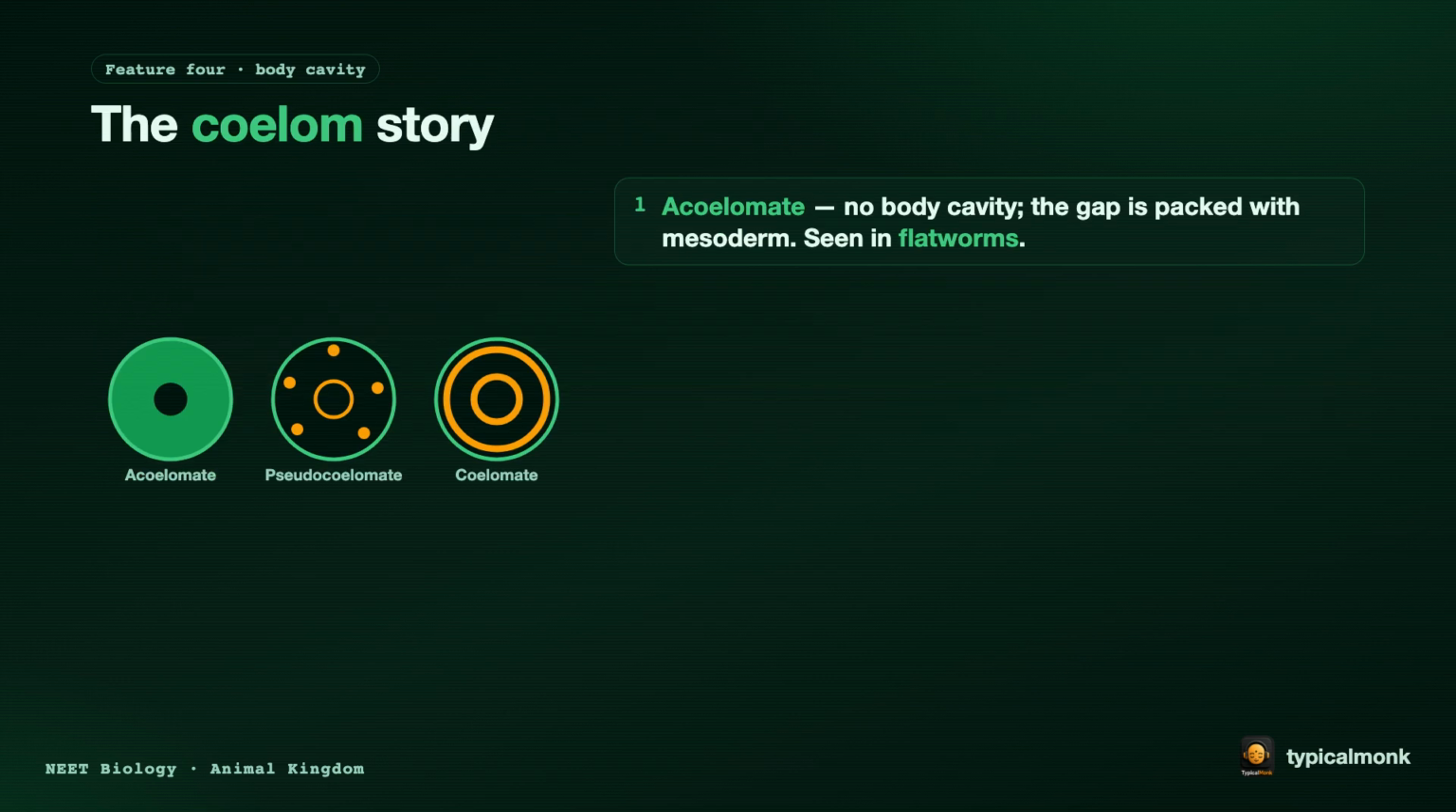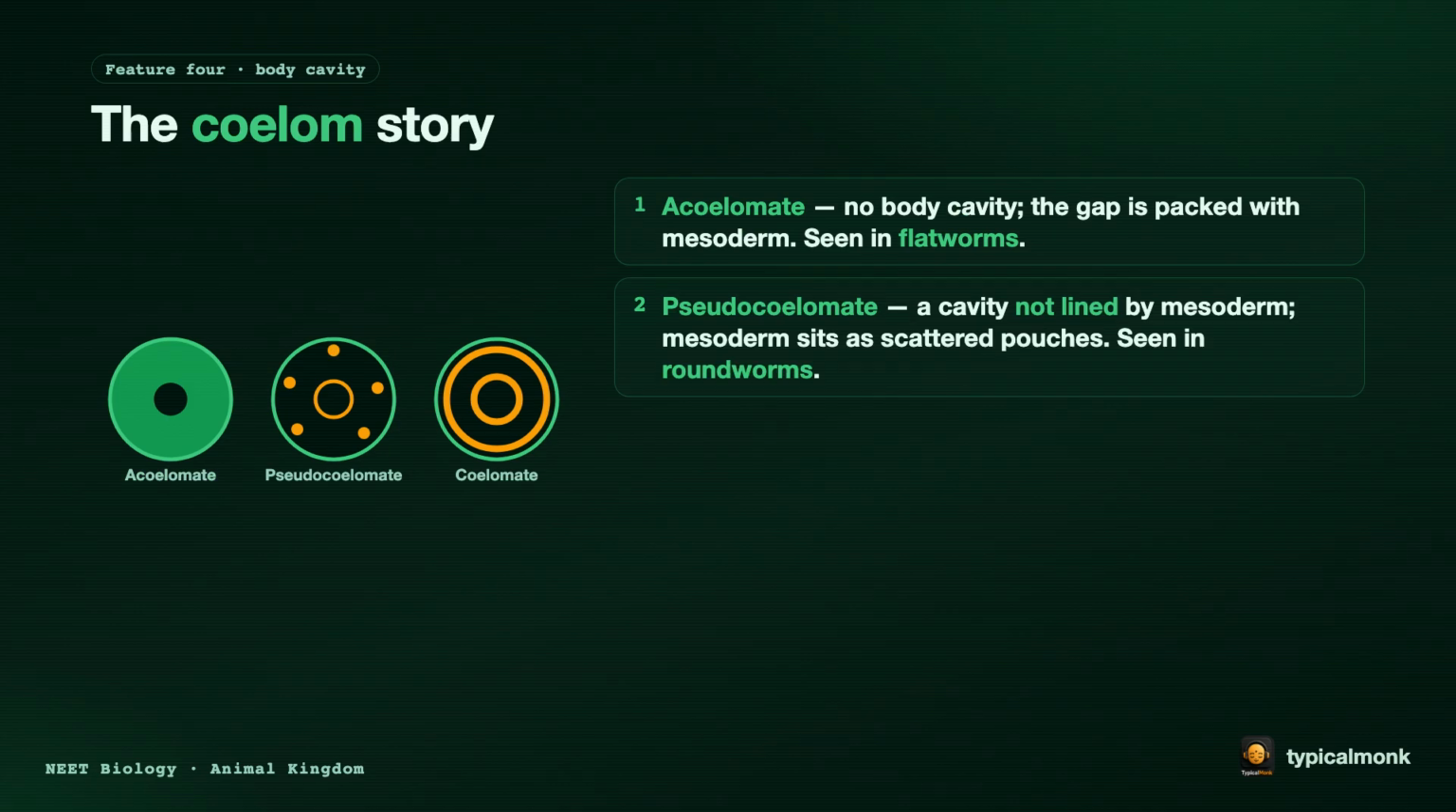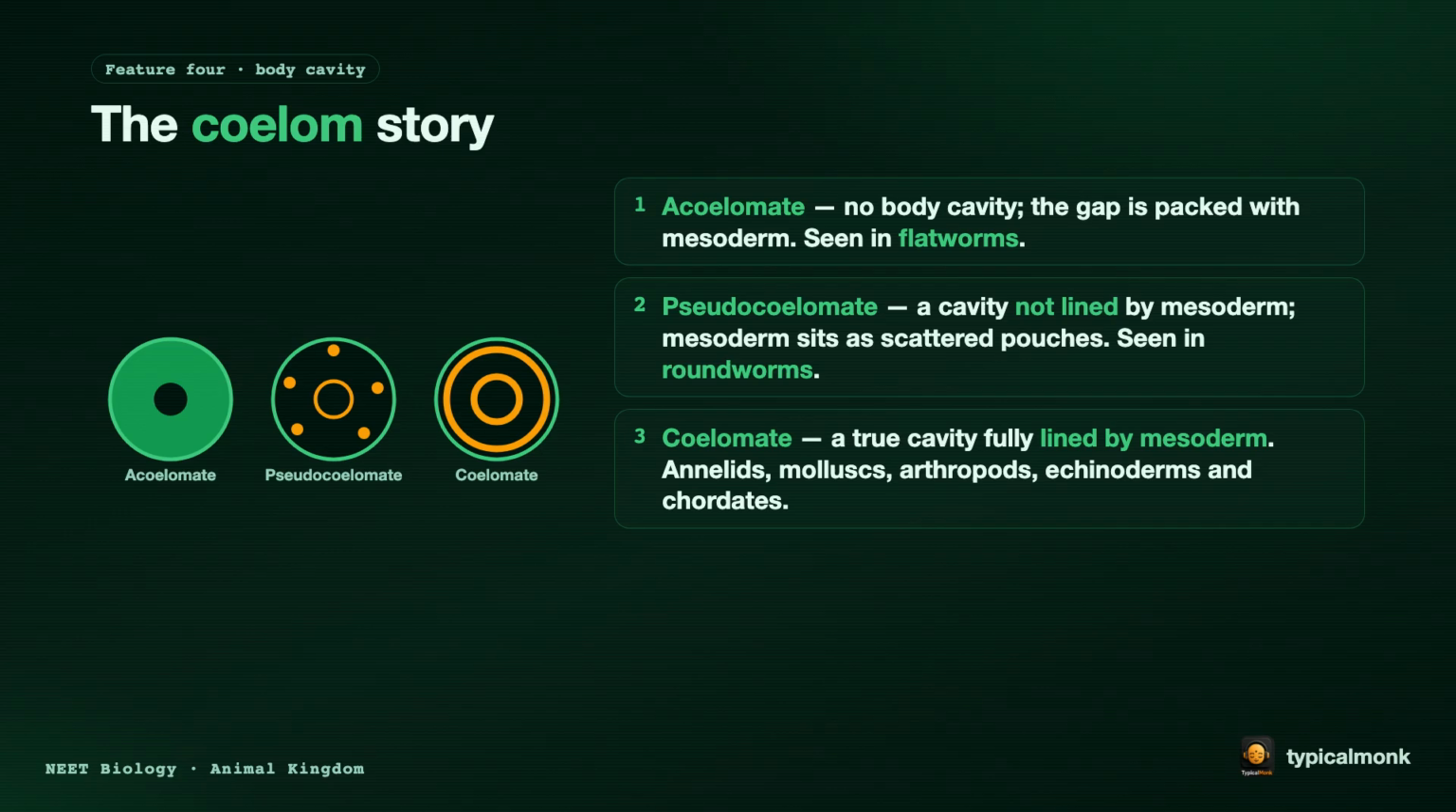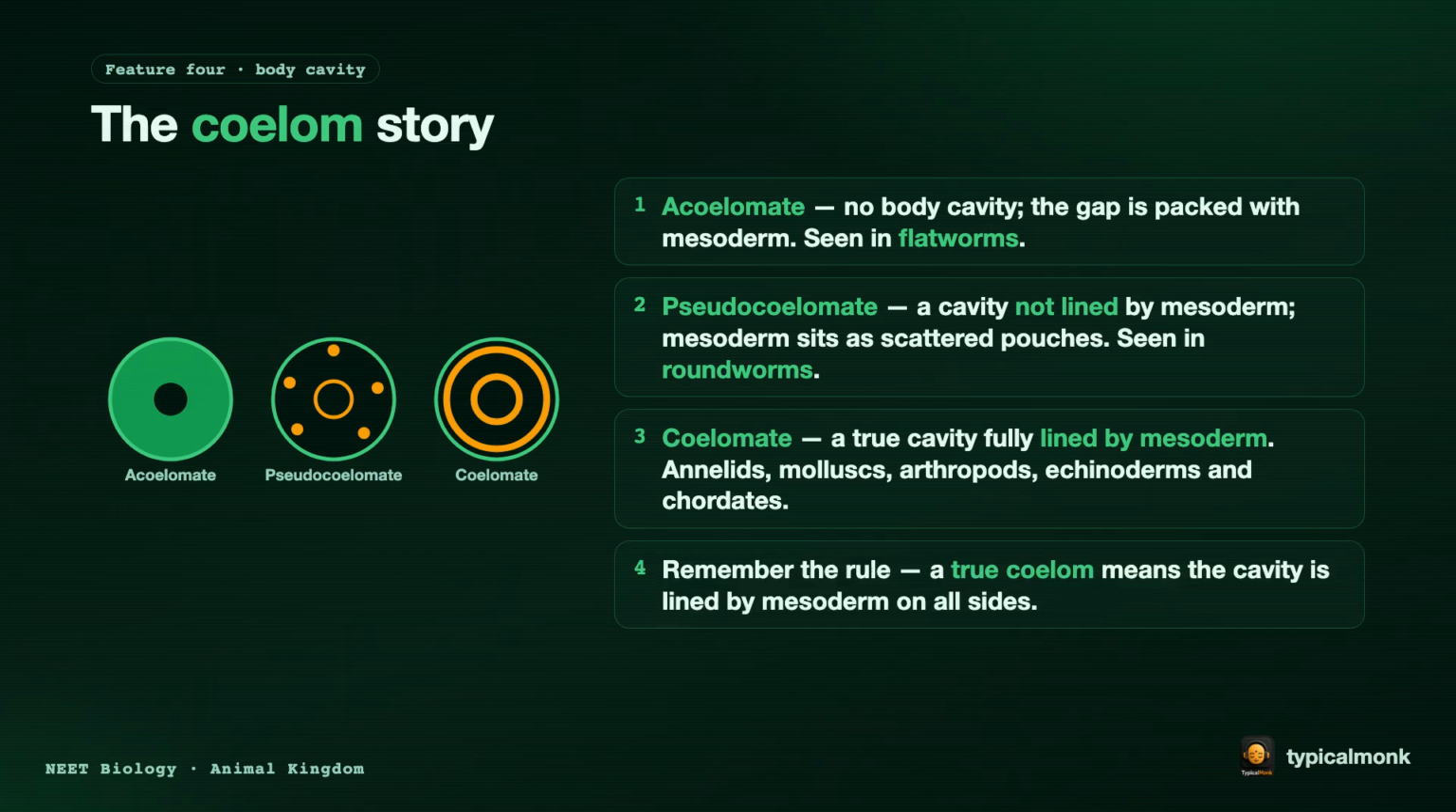Now the fourth feature, the coelom, the body cavity. Acoelomate, no body cavity, the gap stays packed with mesoderm. This is seen in flatworms. Pseudocoelomate, a cavity that is not lined by mesoderm. The mesoderm sits as scattered pouches. This is seen in roundworms. Coelomate, a true cavity fully lined by mesoderm, in annelids, mollusks, arthropods, echinoderms, and chordates. Remember the rule: a true coelom means the cavity is lined by mesoderm on all sides.